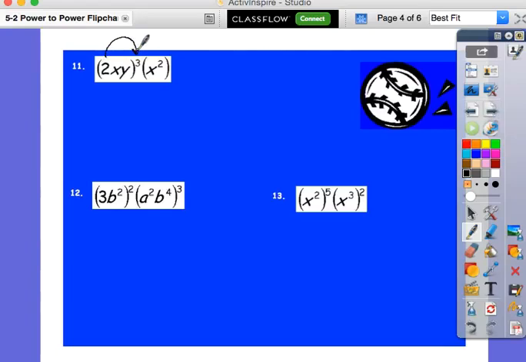So 2 cubed, 8, x to the first power cubed, y to the first power cubed, times x squared. Okay, what's in front of the x squared? A 1. So our coefficient is just 8 times 1, so that's just what? 8. Then what? X to the 5th power, y cubed. X to the 5th, because we can add the 3 and the 2, and then y to the 3rd power. Okay, good. All right, let's look at number 12.